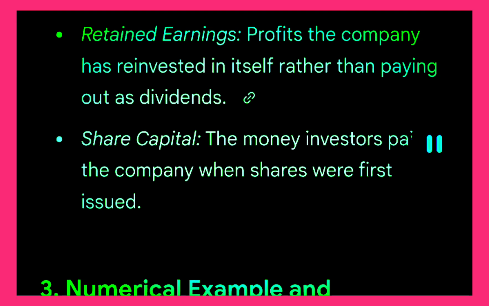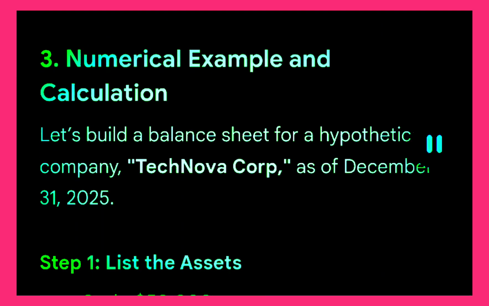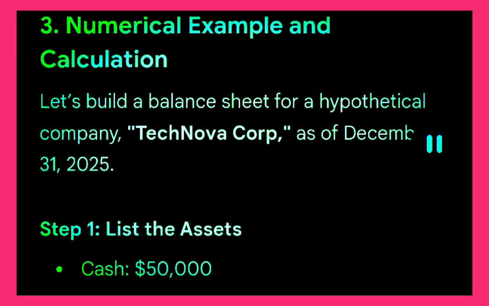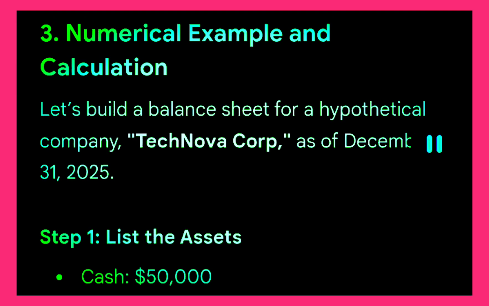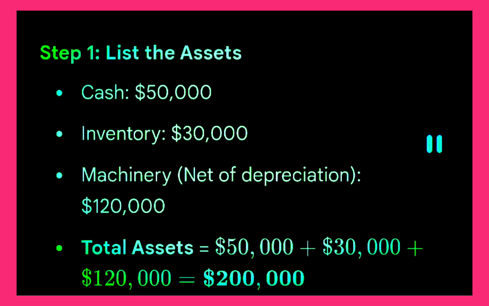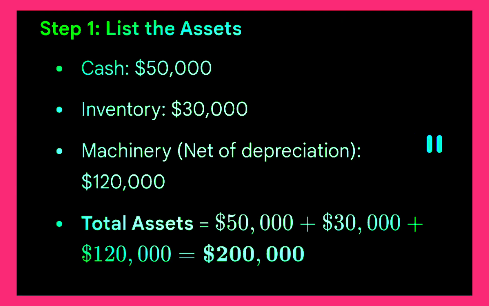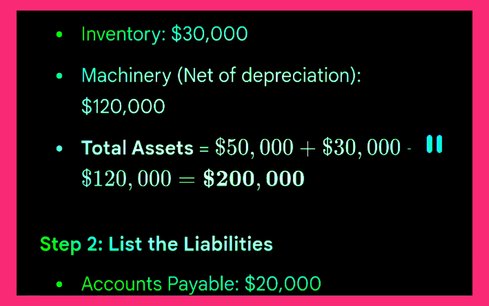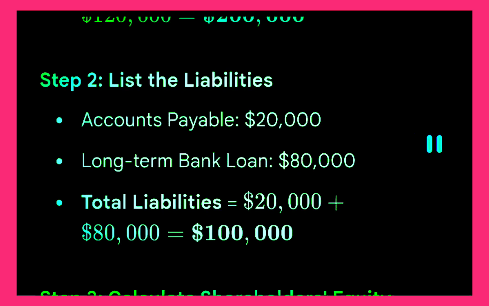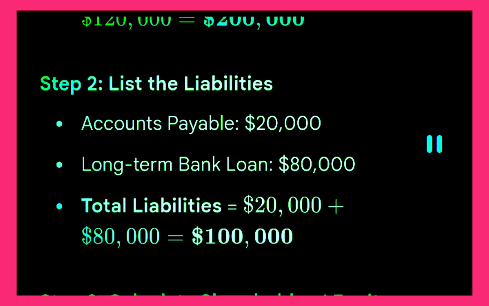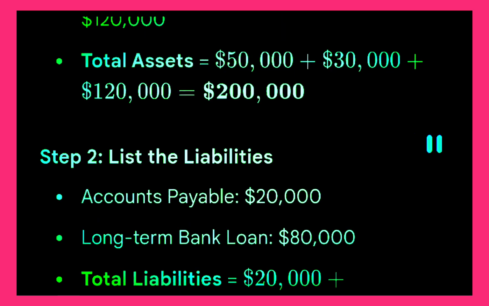3. Numerical example and calculation. Let's build a balance sheet for a hypothetical company, Tech Nova Corp, as of December 31, 2025. Step 1. List the assets. Cash, $50,000. Inventory, $30,000. Machinery, net of depreciation, $120,000. Total assets equals $50,000 plus $30,000 plus $120,000 equals $200,000.